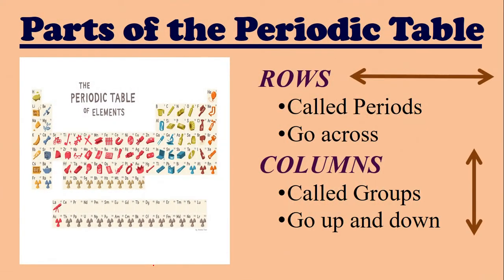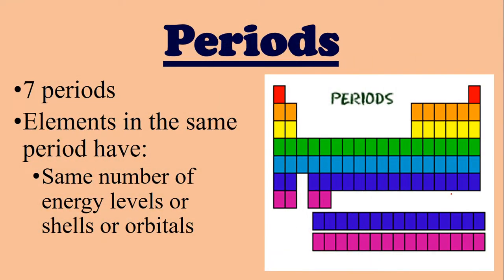Now, the parts of the periodic table, you have your rows. Your rows are called periods, and they go across. Columns, which go up and down, we call them groups. So if I give you the element carbon, you can tell me what column it's in and what row it's in. All right, and that's what we're going to be able to do when we label the periodic table. So periods go across. Remember, periods go across.